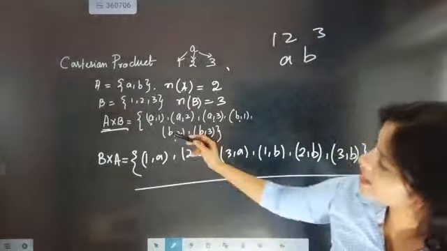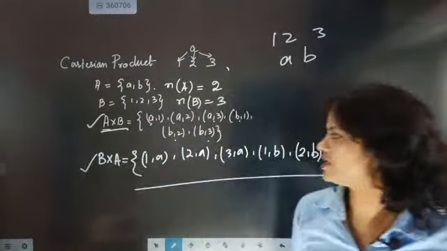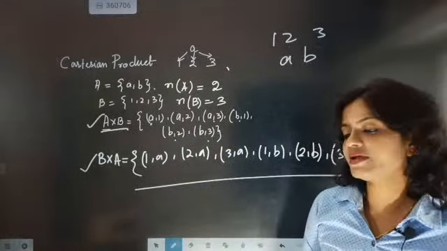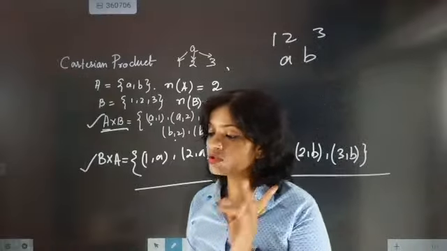So now this is A cross B and this is B cross A. Can you tell me if any element is common? See, they both look equal.